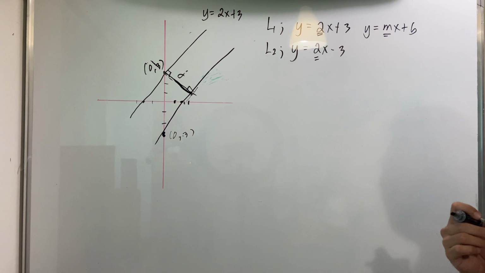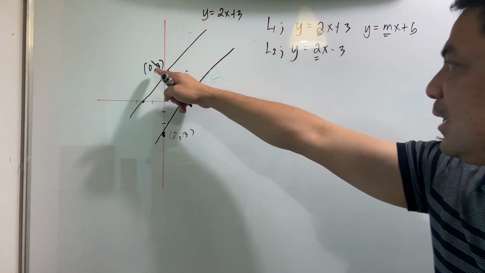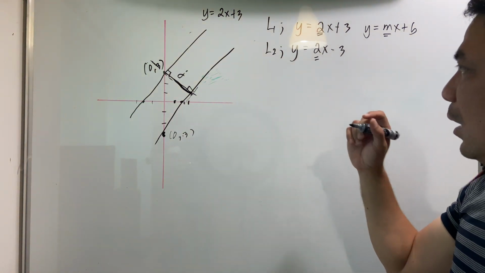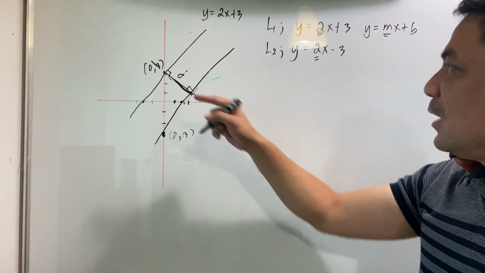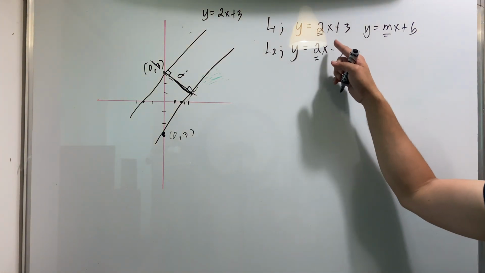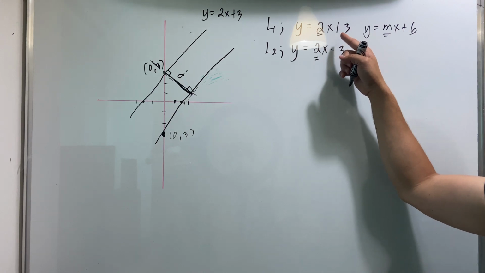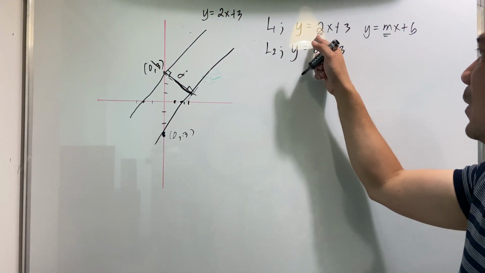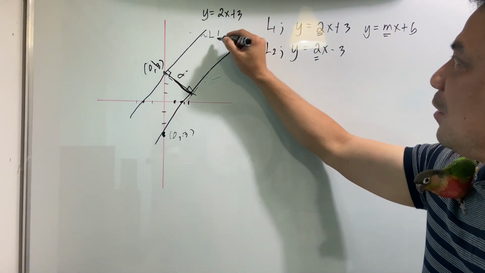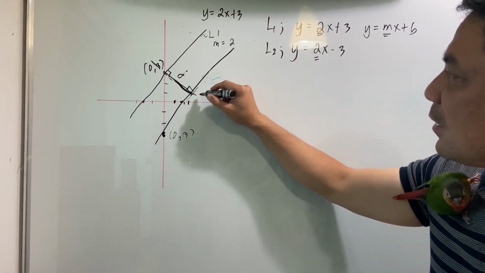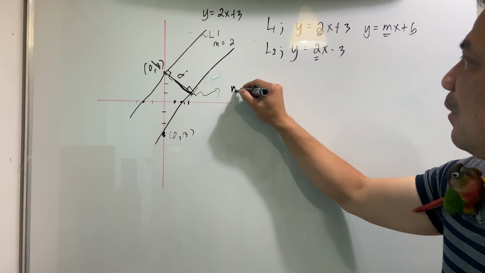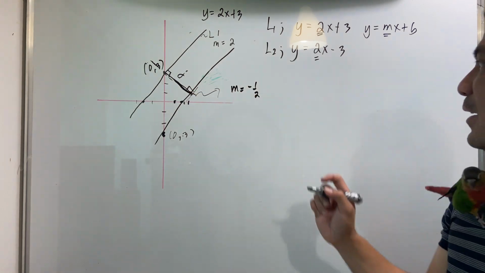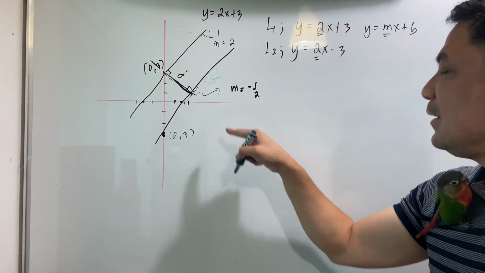So let's solve the equation of this line that is perpendicular to both lines. We know that for perpendicular lines, the slope is the negative reciprocal of the other line's slope. Our line 1 has a slope of 2, so therefore that line will have a slope of negative 1/2.